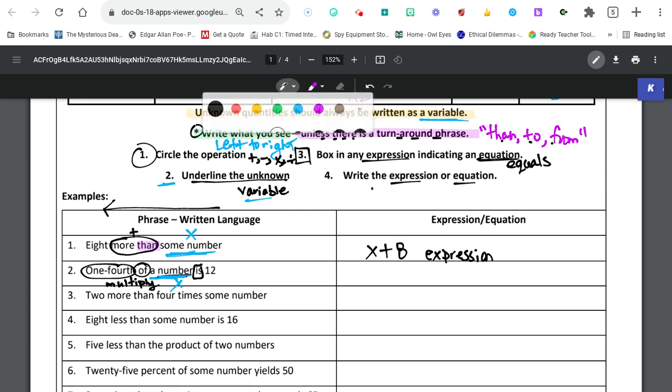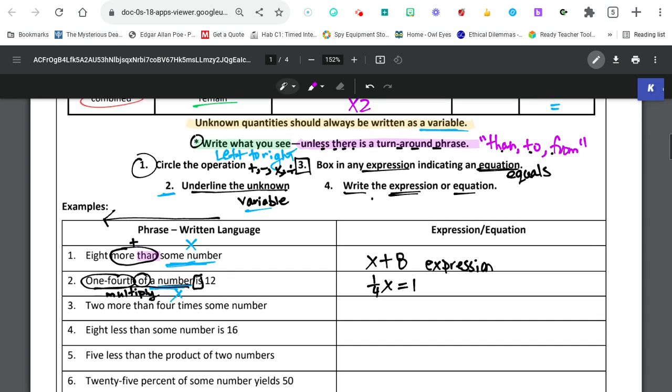All right. So I don't see a turnaround phrase in it. So I'm going to write the expression without worrying about turning anything around. So 1/4 x, mash it together, because that's what mash together means in math. That means multiplication. And then, so I got 1/4 of a number, 1/4 x. Then my box in is equal, and then I see the number 12. I just go from left to right. That's it. Now this is an equation because it has an equal sign in it.